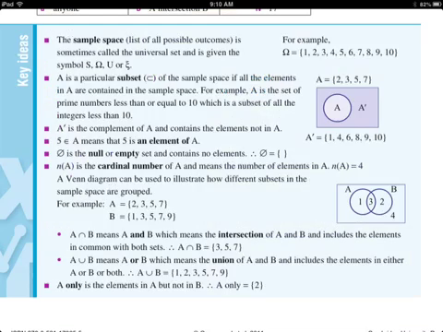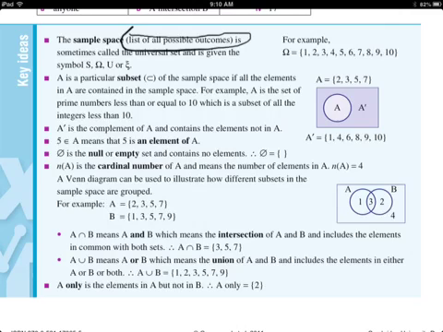Let's have a look at some of the language that they use for set theory. So first of all, we've got our sample space, and as it says there, it's the list of all possible outcomes. And then it tells us the various symbols it can be represented by. But our sample space is the list of all possible outcomes. In our example here, the sample space they give us is the numbers 1, 2, 3, 4, 5, 6, 7, 8, 9 and 10.